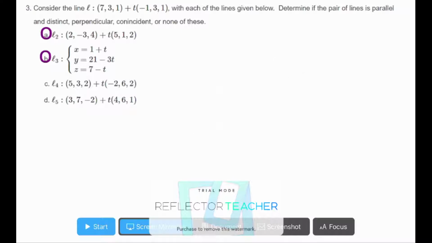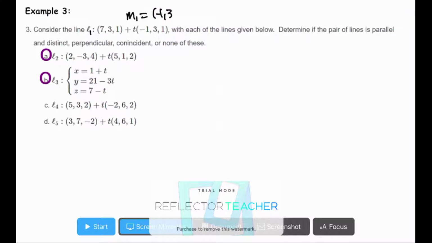Consider the line L. We have the vector equation (7, 3, 1) is our point, plus our parameter t times (-1, 3, 1). And so that is our direction vector. So let's just label that here. Our direction vector for line 1 here is (-1, 3, 1). With each of the lines given below, determine if the pair of lines is parallel and distinct, perpendicular, coincident, or none of these.